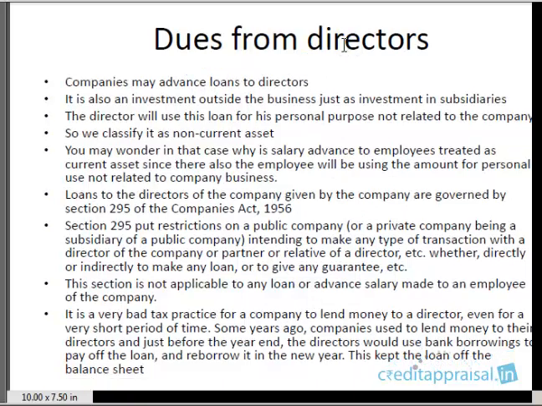So with this we come to the end of this segment. In this segment we have discussed various items that can come under non-current assets. In the next segment, segment 6.15, we'll be discussing intangible assets.